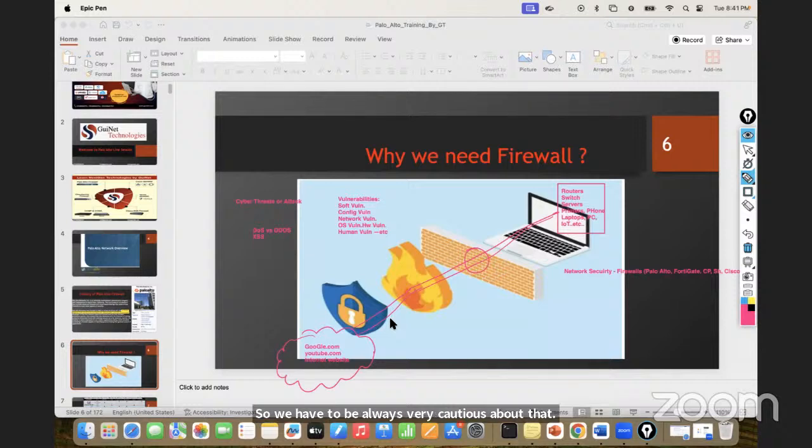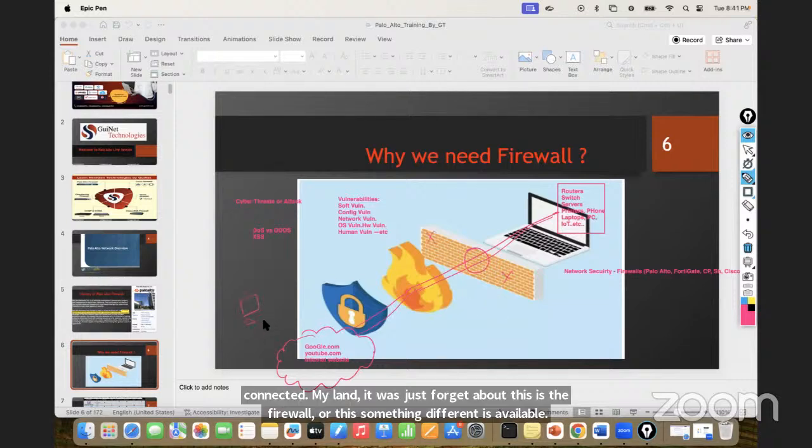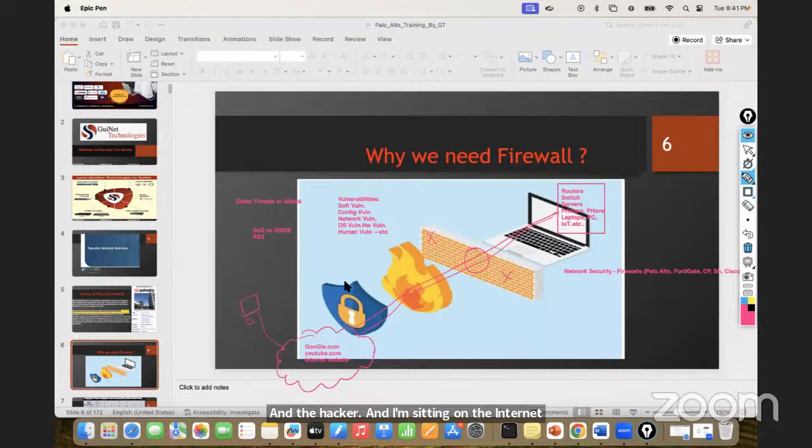What is the second problem? The second problem is that, let's suppose it's a plain internet circuit which is connected to my LAN network. Just forget about whether this is a firewall or something different is available. I'm the hacker and I'm sitting on the internet and I know your public IP address. If I know the public IP address, I know what kind of transactions you are doing with the internet, even what application you are accessing, because I have the capability to sniff your packet. And after sniffing your packet, I can steal the information, meaning I take the information out of your packet. Based on that, I understand the logic and I understand the header information.